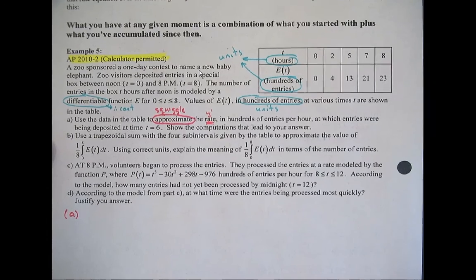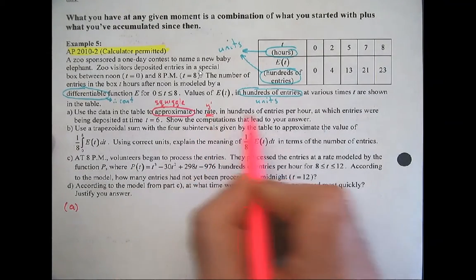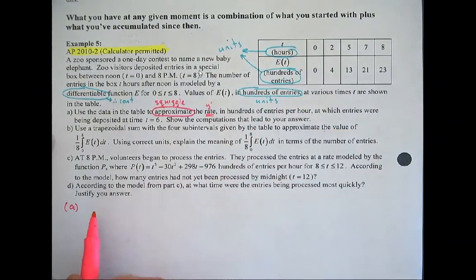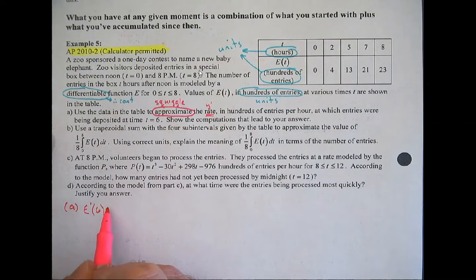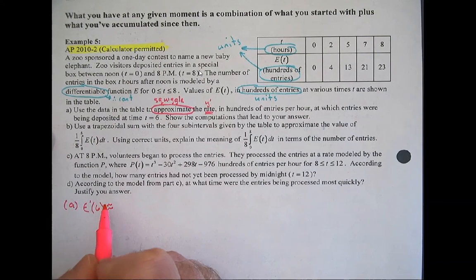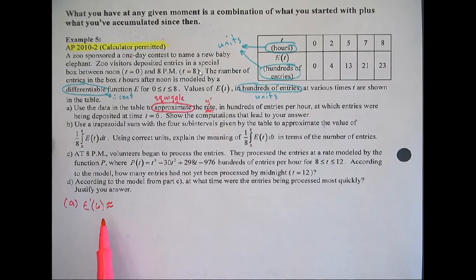Now let's calculate the rate. Now this is going to be the rate when, now we shouldn't say y, we should say E prime, at what time? At time equals 6. Squiggle alert. My squiggles suck. I've got to get better at drawing squiggles.